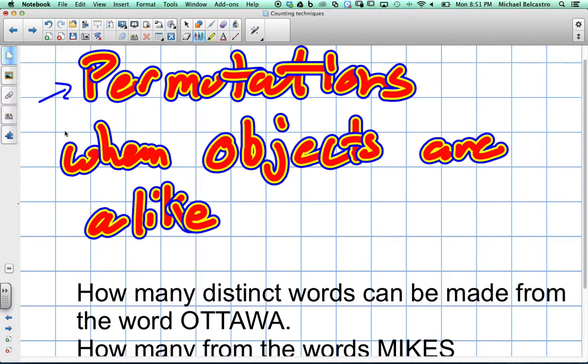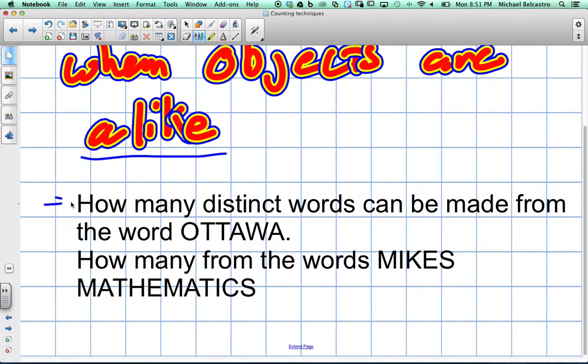Okay, so we're going to look at permutations when the objects are alike, and we've been given two questions here. How many distinct words can be made from the word Ottawa? Now, by distinct words, we don't mean they have to be real words. Just how many different ways can this be rearranged so that the order of the letters isn't the same?